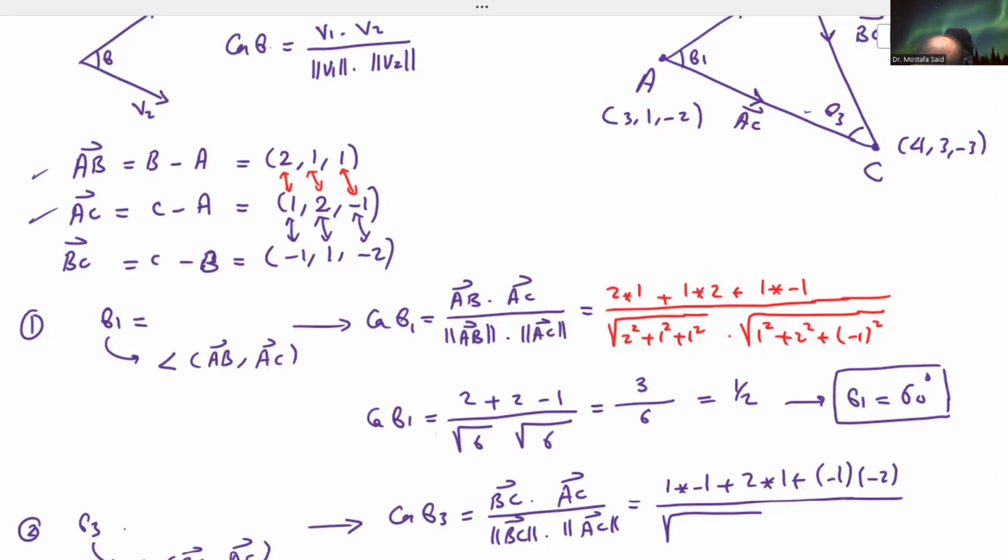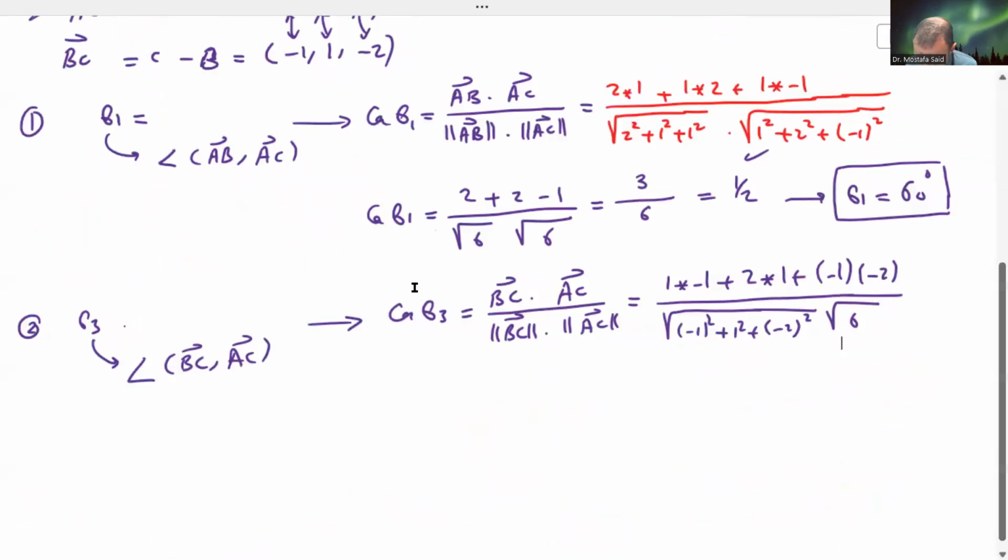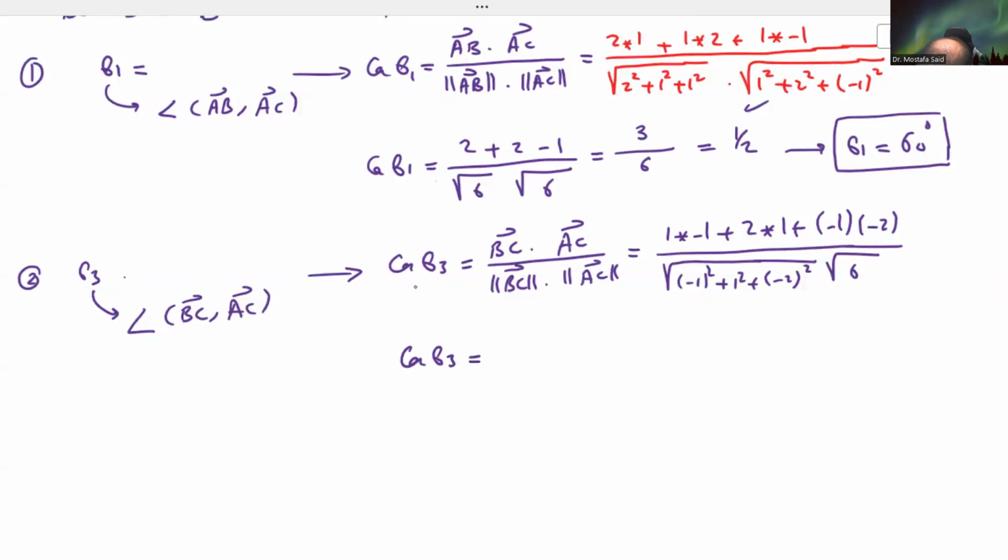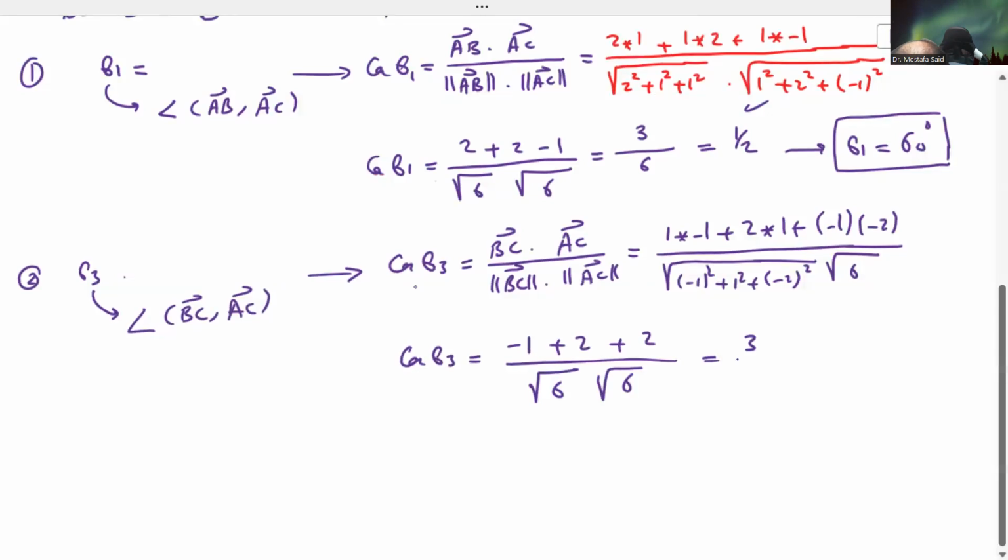BC is the square root of minus 1 squared plus 1 squared plus minus 2 squared. And AC, don't do it again, you have it already. It is square root of 6. Okay, so cosine theta 3 is equal to minus 1 plus 2 plus 2, because minus multiplied by minus will be positive. And again, here we have square root of 6 times square root of 6. So 3 divided by 6, it's another half. So theta 3 is equal to 60 again.